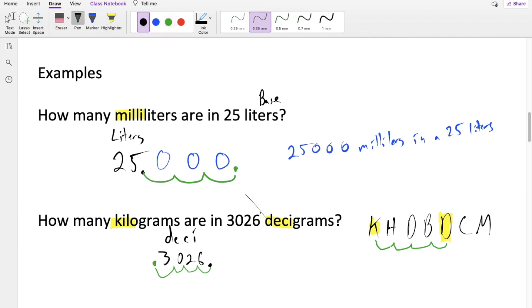So that means that my final answer is going to be 0.3026 kilograms are in 3,026 decigrams. All of these are by a factor of 10, and that's why we can easily just move this decimal to the left or to the right, because we're either multiplying or dividing by 10 each time. If we move to the left, we're going to be dividing by 10. If we move to the right, we're going to be multiplying by 10.